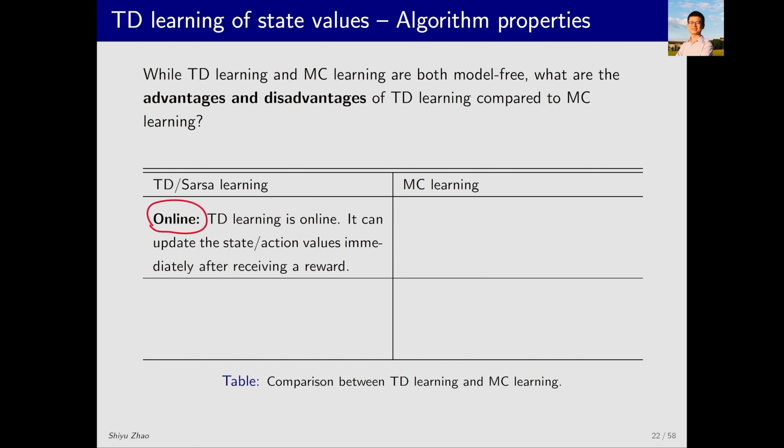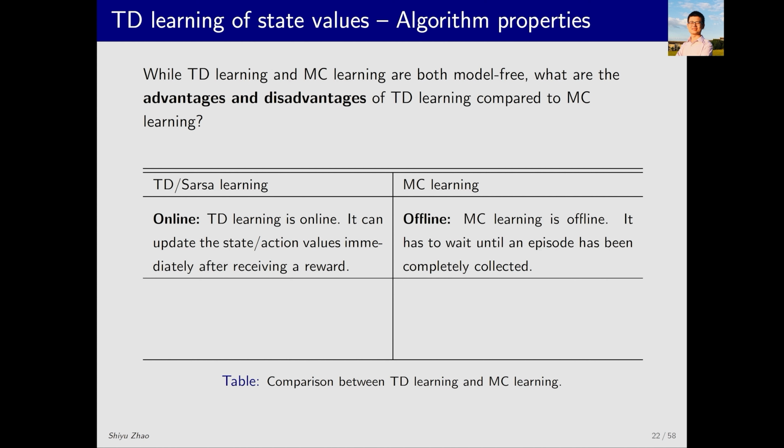What does this mean? It means that as soon as I receive a reward and transition to the next state, I can immediately use this information to update my current state value estimate. In contrast, MC learning is non-incremental. What does this mean? Although I am currently sampling and receiving data, I cannot use it immediately. Why? Because I need to keep waiting until the episode ends. Then I can calculate the return from the current state to the end. I use that return as an estimate.